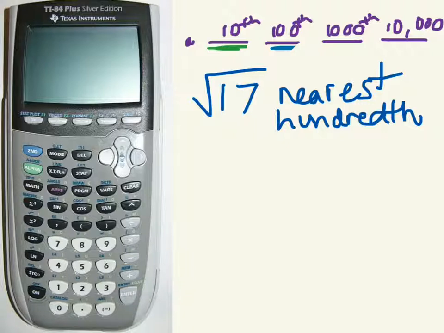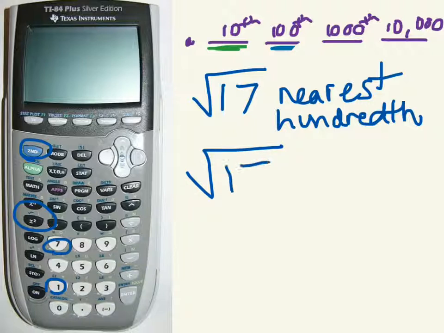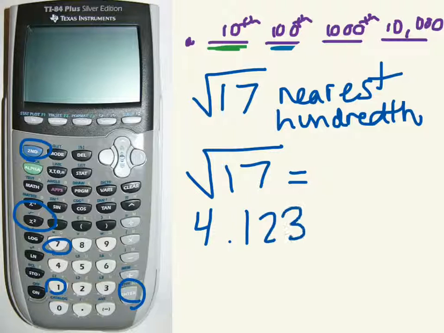So in order to get that key, I'm going to press the blue button second, and then my x squared key, and that'll give me my square root sign. And inside my sign, I will type in 17 and hit enter. Why don't you do this along with me? 17, enter, and it gives me a decimal of 4.1231056, and it goes on because it's irrational.